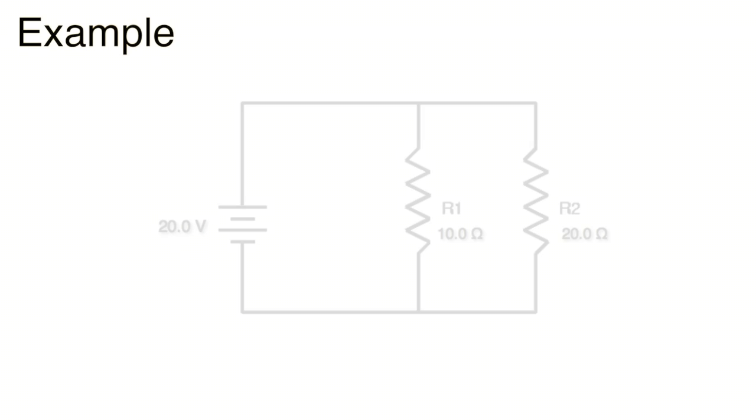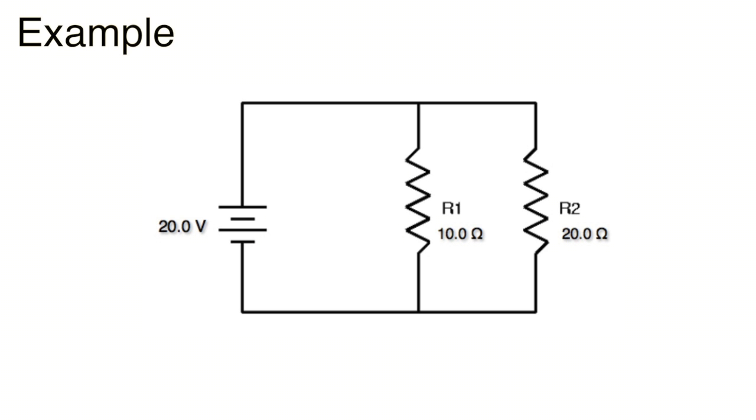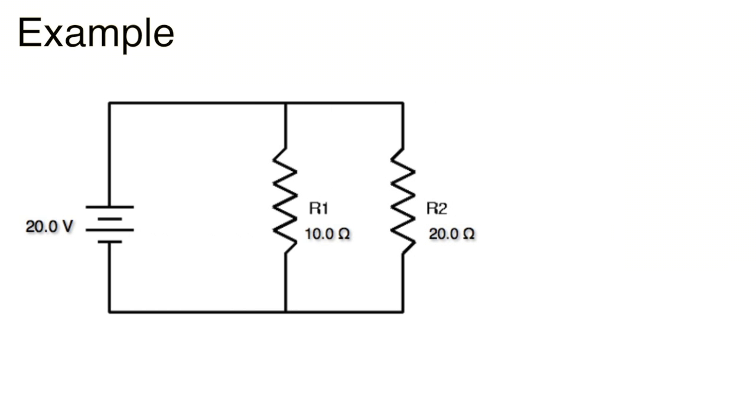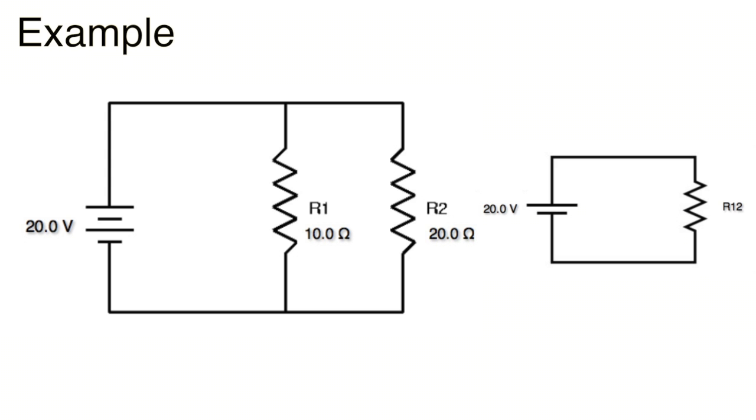So now let's do an example consisting of two resistors in parallel. Here we have the voltage of the battery to be 20 volts, and R1 is equal to 10 ohms, and R2 is equal to 20 ohms. First, we need to simplify the circuit. We need to combine both R1 and R2 to make a brand new resistor R12.